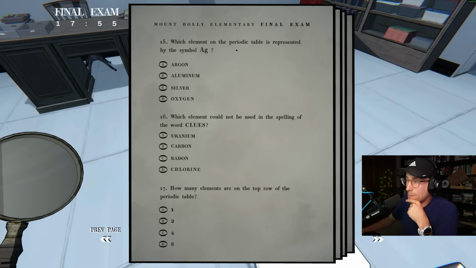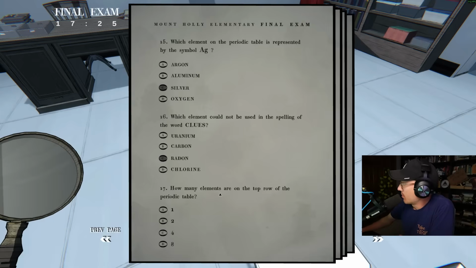Which element is represented by AG? I'm 99% sure that's silver. Argon is AR. It's not oxygen. Let's go with that. Which element could not be used in the spelling of the word clues? I'm pretty sure this is radon, which is Rn, I think. So I think we should go with that one.